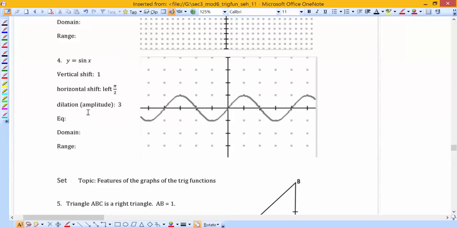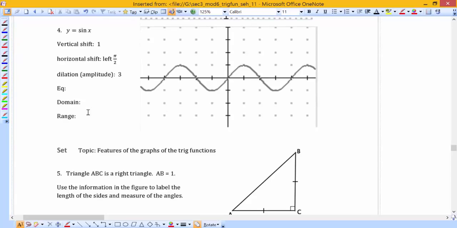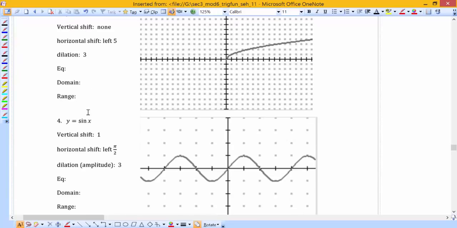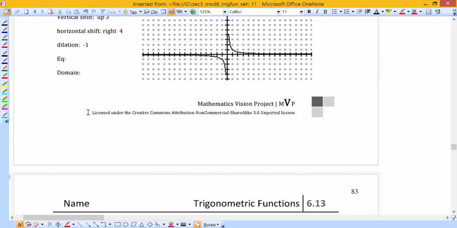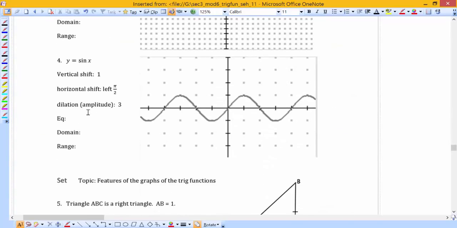Now, number 4 is a sine-cosine graph, sine graph. Maybe work on this one. If you're going to skip anything, skip 1, 2, and 3 and work on number 4, please. It's good practice. It's also really good practice, all of these, with the domain and the range, you guys. It's been a while since we've done domain and range.